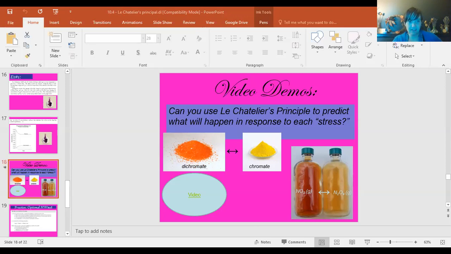Now Le Chatelier had a principle. Okay, starting to change color. Can you tell which one's getting darker and which one's getting lighter? Okay, that'll be key to figuring this out. And I don't mean the head of his school.